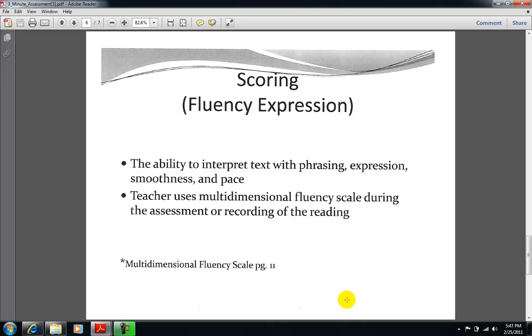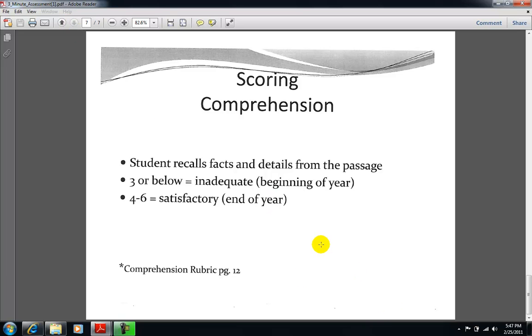So we look at the multidimensional fluency scale, and we'll take a look at that in just a second when I do a little example for you. And then the last thing that we score is comprehension. Just like the multidimensional fluency scale, get to know that comprehension rubric. Understand those rating scores and sort of the criteria that go with the rating scores.